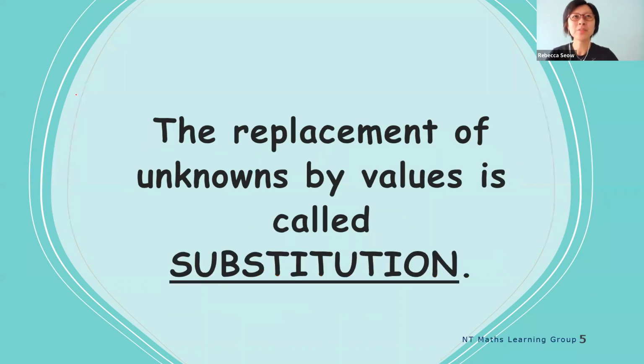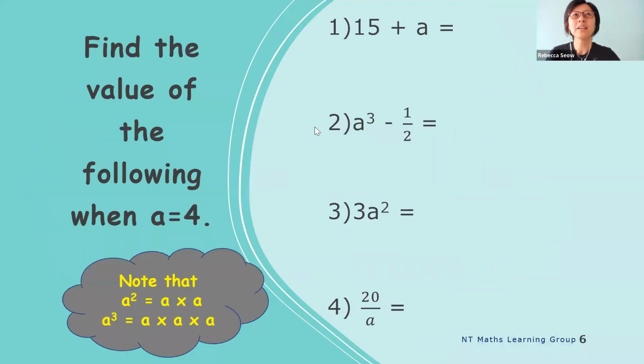So we'll move on to the next part where we talk about substitution. Substitution is the replacement of unknowns by values. So you actually attach a number to it. Let's take a look at some examples. Find the value of the following. This time round, they gave you A equals 4. So every time you see the letter A, what do you need to do?